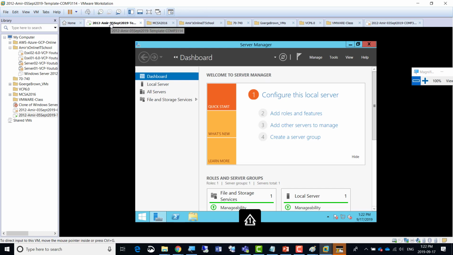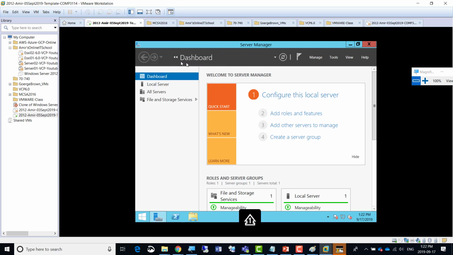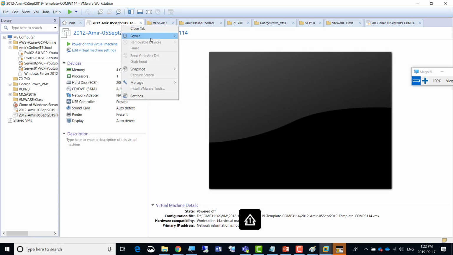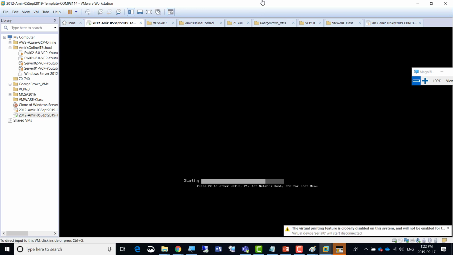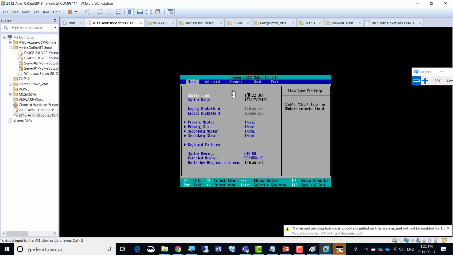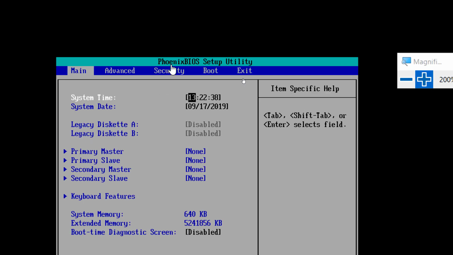Okay, no, it's not this. Power off, and then power on firmware. So BIOS looks like this, and it says here Phoenix BIOS, right? So how do you go inside the BIOS in your laptop or desktop? You restart or shut down and power on, and then press the key, whichever key.